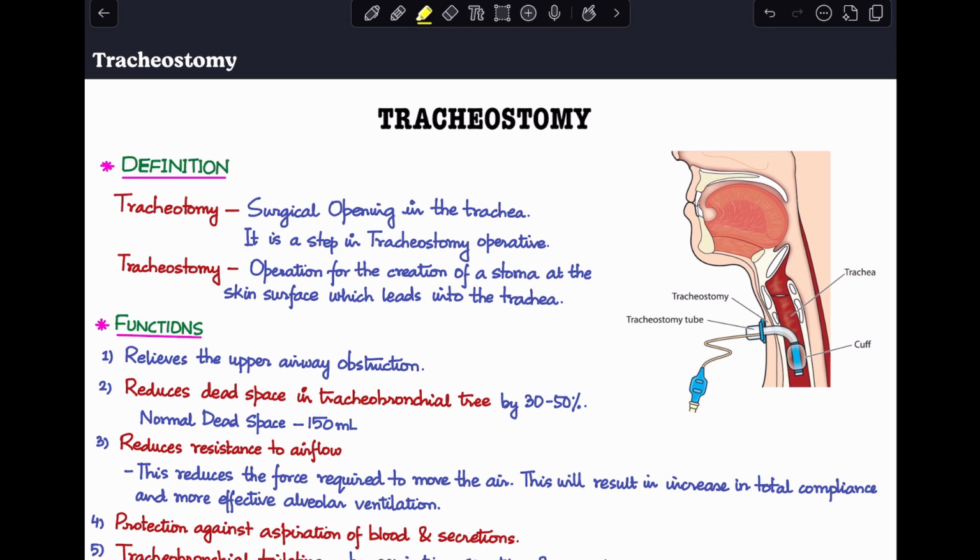Okay, so let's get started. So there are two terms over here that we need to know. The first term is tracheotomy and the second term is tracheostomy. Now, what is the difference between these two terms?